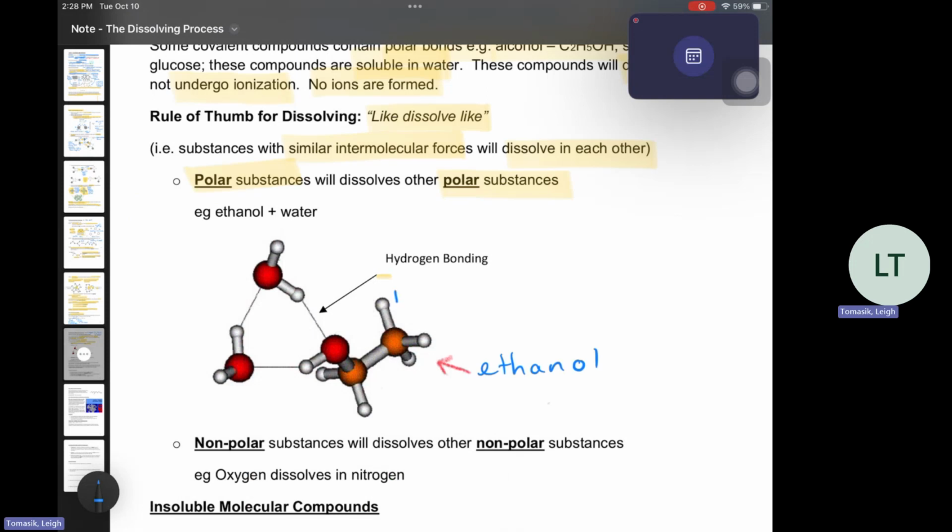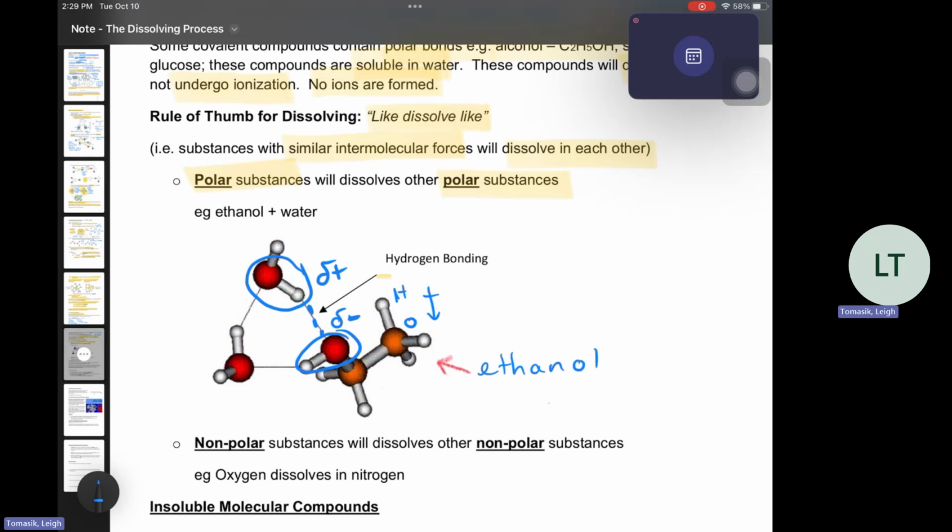Okay, in ethanol, the red thing is an oxygen atom, and the white thing is a hydrogen atom. So this thing has hydrogen bonding, right? Water has hydrogen bonding, and ethanol also has hydrogen bonding, right? The partially positive hydrogen will be attracted to the partially negative oxygen, and this creates a hydrogen bond.